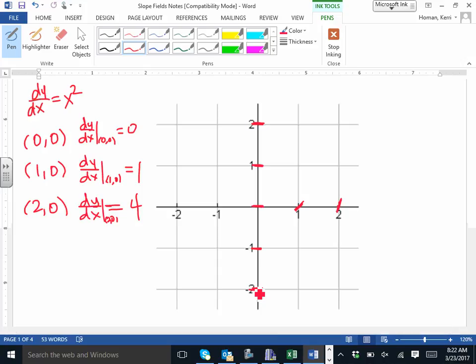All right. How about the coordinate 1, 1? X is 1, y is 1. What's our derivative? 1 squared. What about the coordinate 1, 2? 1. Okay. 1, negative 1 and 1, negative 2, those are all going to have slopes of 1.